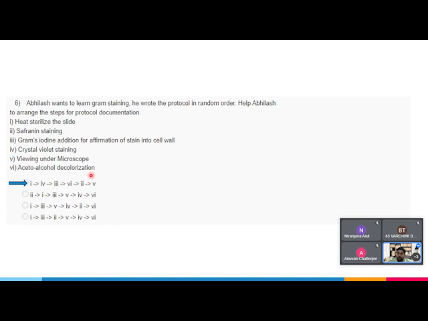So the correct order is heat sterilization of the slide, followed by crystal violet staining, followed by Gram's iodine addition for affirmation of the stain into the cell wall, followed by alcohol decolorization, safranin staining, and finally viewing under the microscope. In this particular question also, viewing under the microscope is only the last step in one of the options, so obviously you view under the microscope at the final step. So that was a quick shortcut to solve this question.